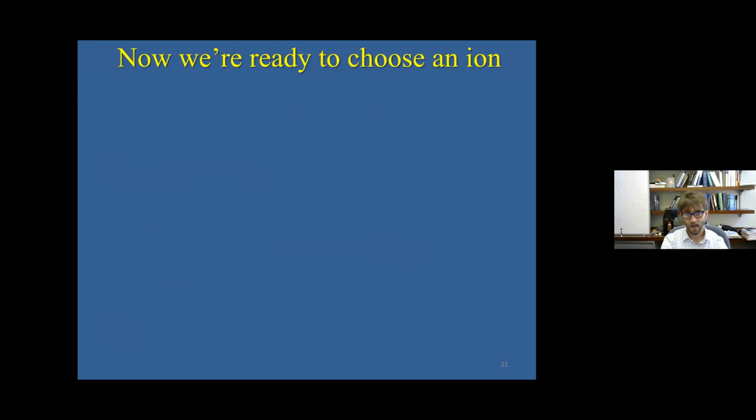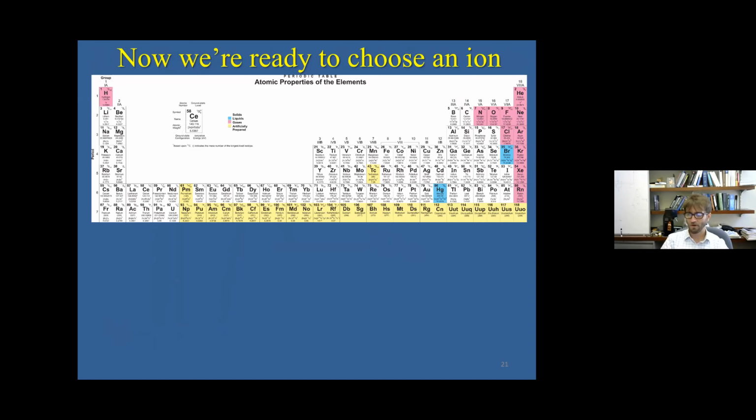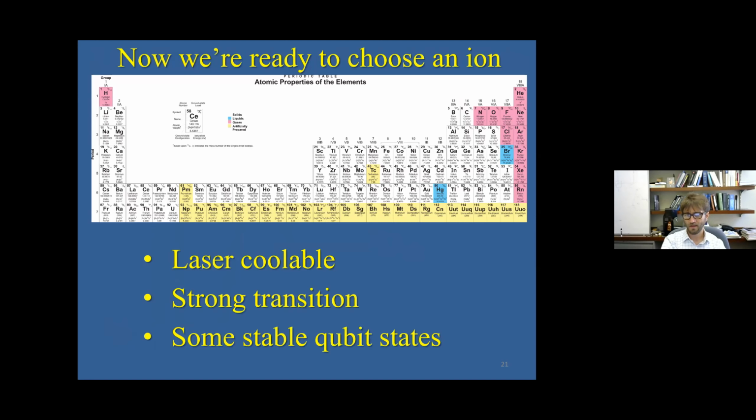Okay, and so now that we know what we want, we're ready to choose an ion. We have the whole periodic table available to us, and the assumption that I've made that we have a doublet S 1/2 ground state was based essentially on lack of imagination, would be one interpretation, but this makes things easy. They're laser coolable, they have strong transitions, and some qubit states, essentially.